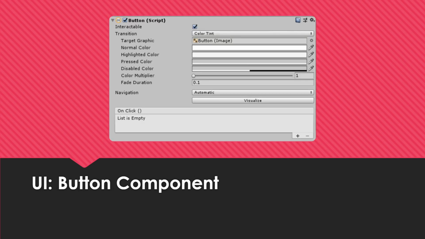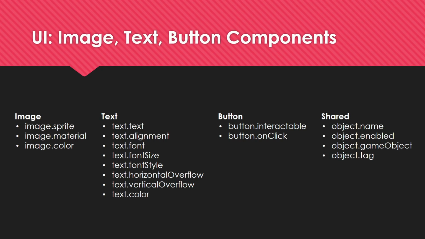Buttons, we have their events, and we have their images, and so on. Lots and lots of different things. We're mostly going to be dealing with text and buttons here. You notice that there are certain things that they share: their names, whether they're enabled, the game object they're associated with. They might have tags on them, and so on and so on.